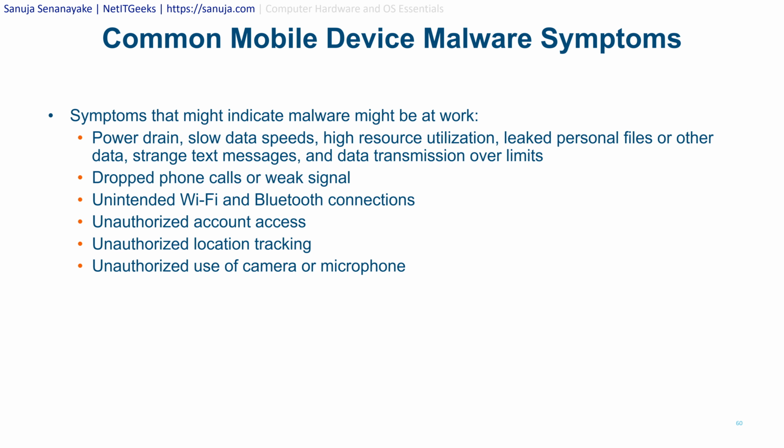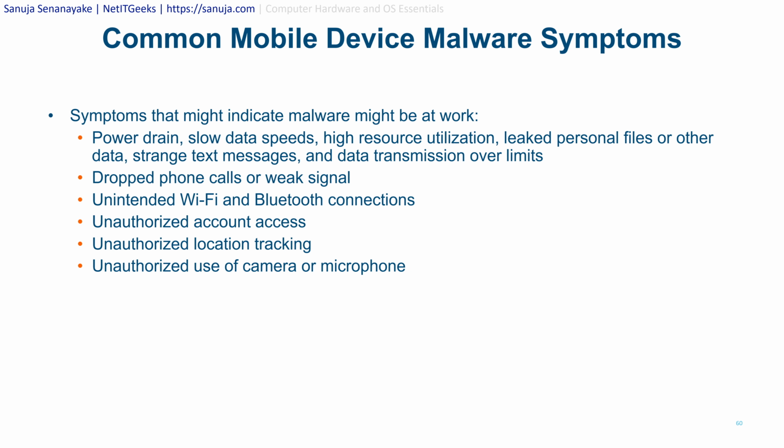Common mobile device malware symptoms. This is the last topic that we're going to cover: malware symptoms and how you can remove malware. Again, this is a very high level overview. I'm not going to go into little details in this lecture, just to keep the lecture as short as possible. The symptoms that might indicate malware is at work include power drain, slow data speeds, high resource utilization, leaked personal files or other data, strange text messages, and data transmission over the limits. Those are common symptoms.